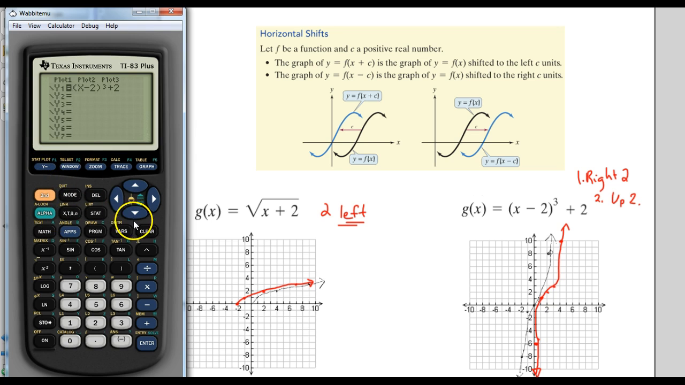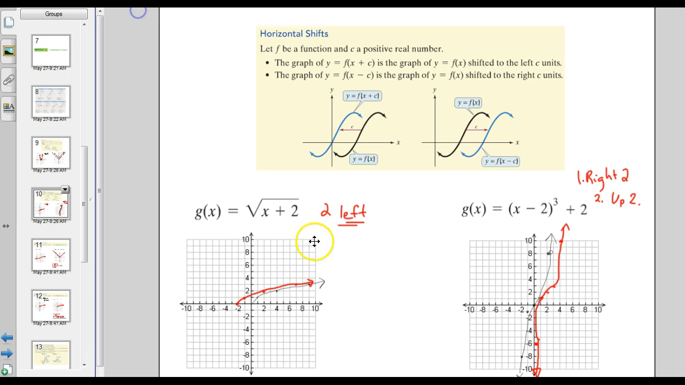Okay, if I go down below it and just do x cubed, graph that along with it, and there's that x cubed, and then it's moved right 2 and up 2. Alright, let's look at another one.